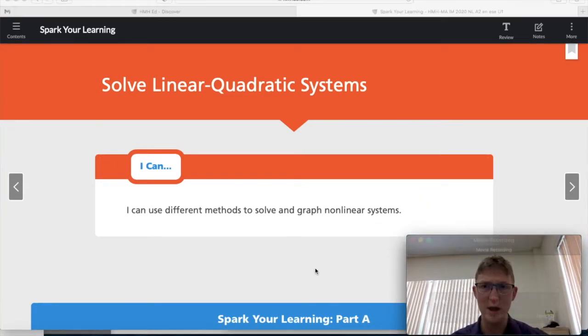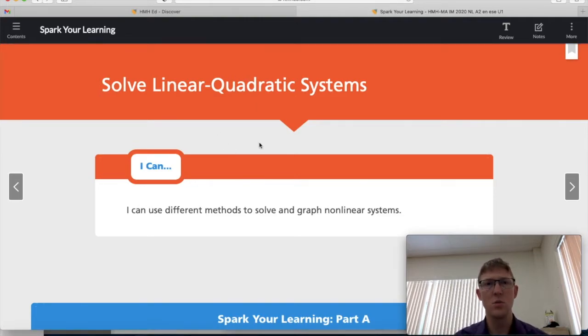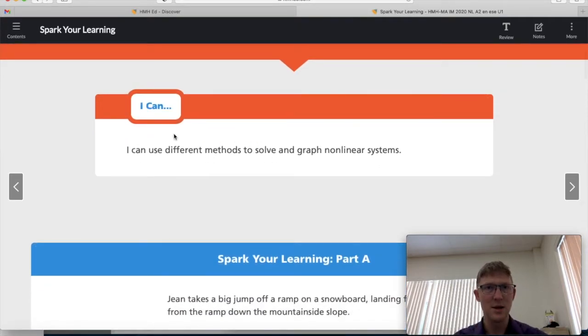So we've been talking a lot about quadratic formulas, solving quadratic formulas, things like that. So what does all that mean? What we're going to talk about is, can I use different methods to solve and graph nonlinear systems?